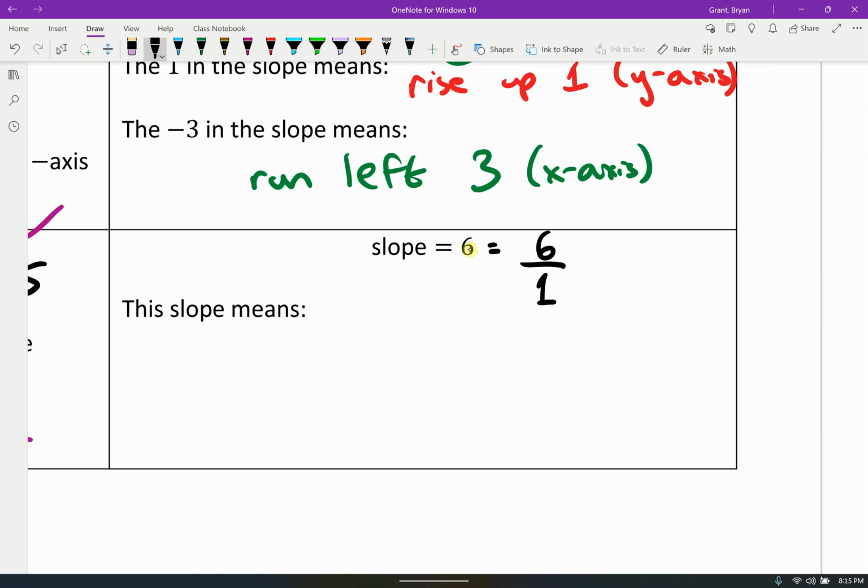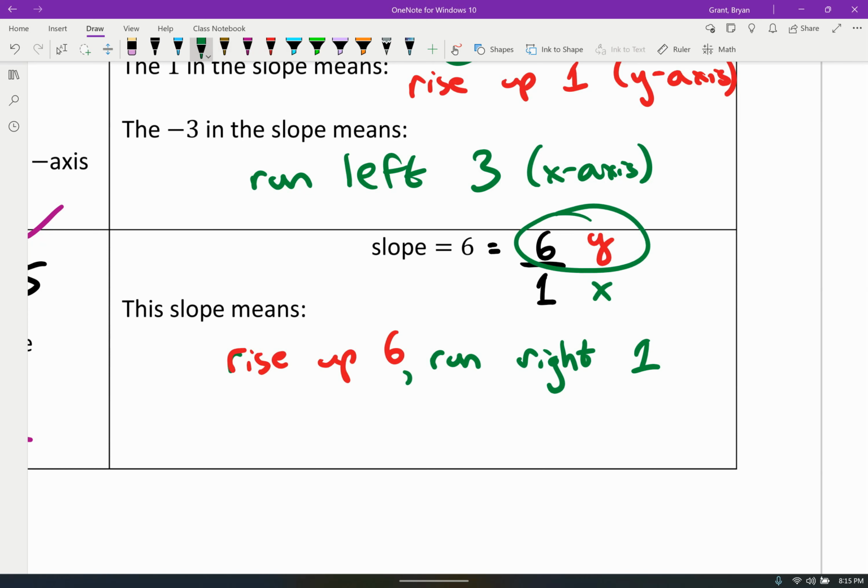Oh well. So the slope is 6 over 1. We know that it is the y's over the x's, or the rise over the run. And so now we can interpret this, right? We are going to rise up 6, and we're going to run right 1. Or another way to interpret this is, as you raise the y's by 6, the x's raise up by 1.